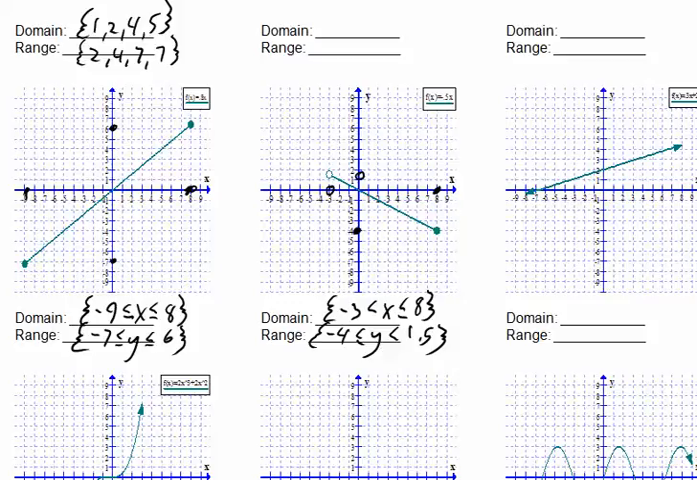All right, if we take a look at this next one, don't be fooled by this. This arrow means it goes on forever and ever. So x never stops this way, never stops that way. So x is all real numbers. And y, even though it's going to take forever and ever for it to go up here, it still does. It's going up forever and ever, and it's going down forever and ever. So the range is also all real numbers.